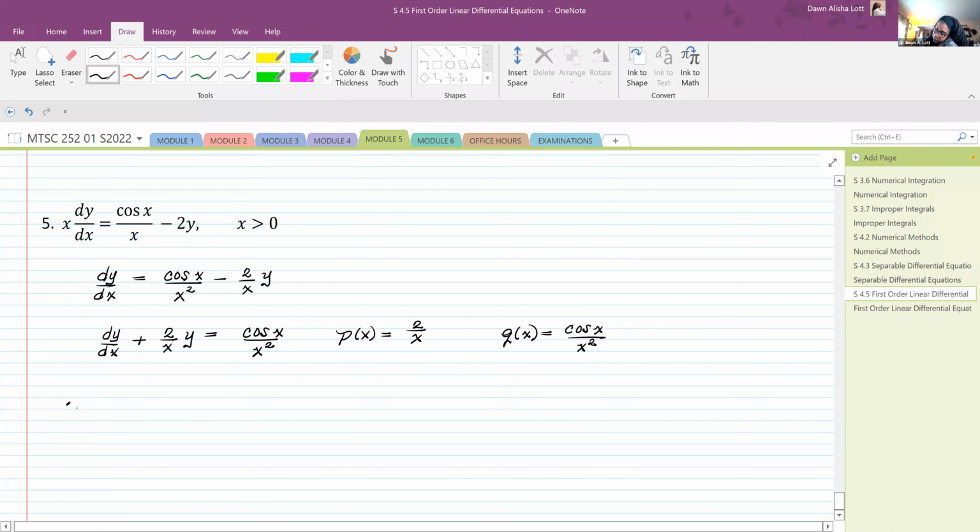Step 2, integrate P of x. That's the integral of 2 over x dx. I think we did this one already. It's 2 times the integral of 1 over x dx. Yes, we did this one. 2 times the natural log of x. Don't have to worry about absolute value because x is positive. And I wrote this as the natural log of x squared.